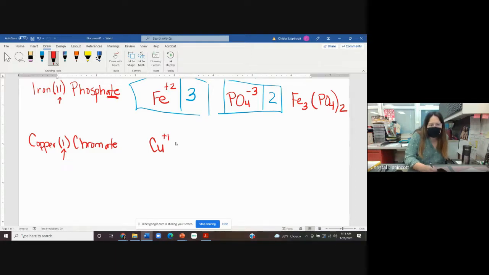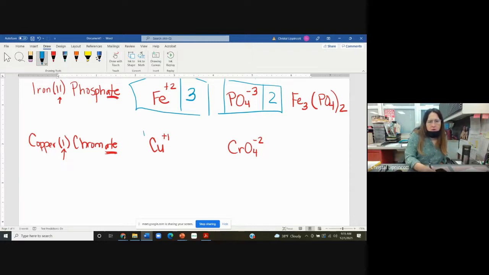And then this ends in ate. So what do I do? Flip over my table and find chromate. Find it. So CrO4, and it has a -2 charge.